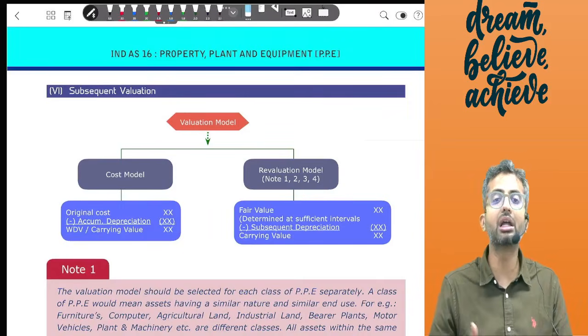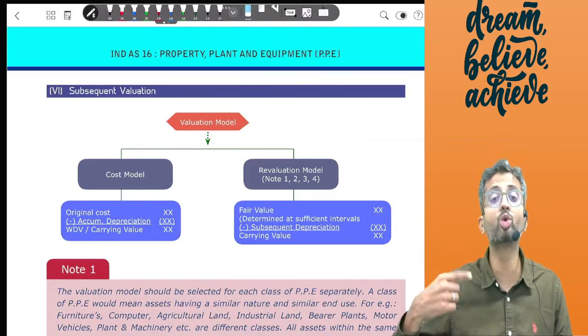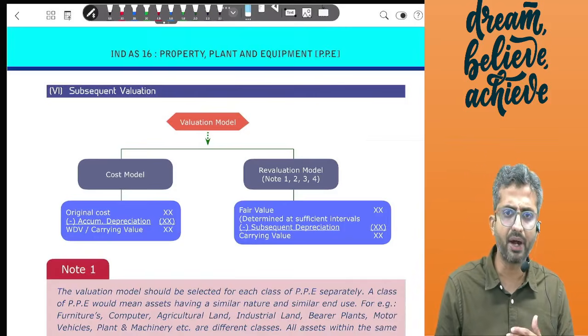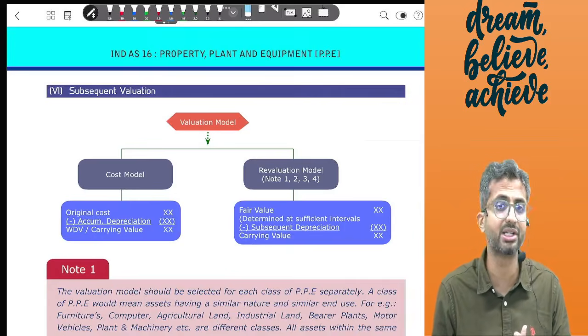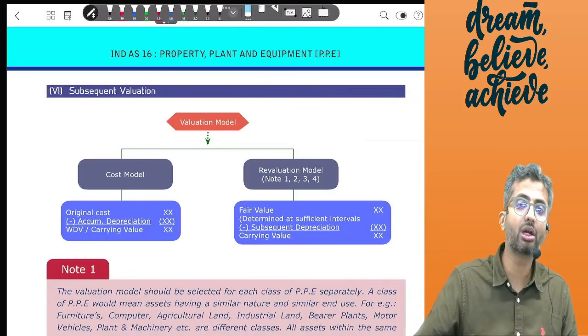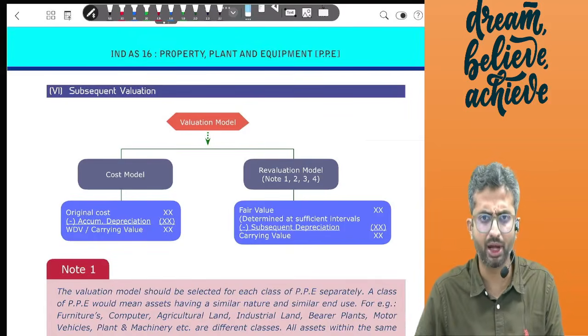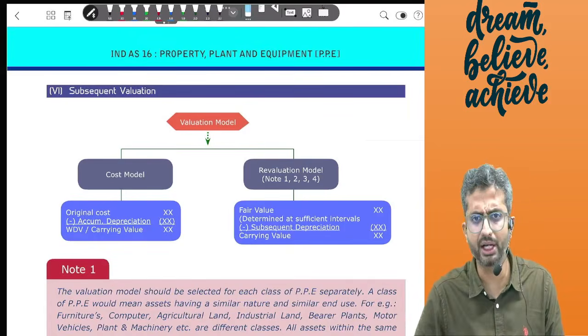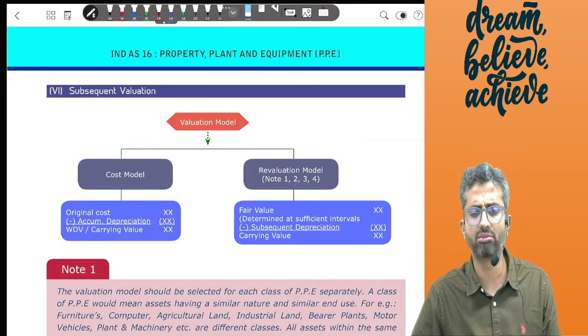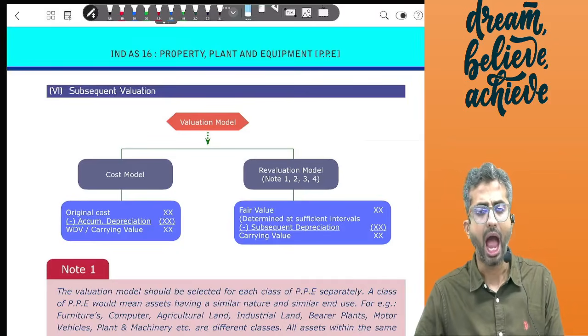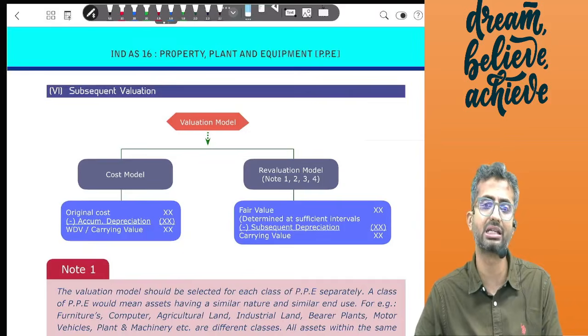So, under the revaluation model, you are allowed to revalue the asset at sufficient intervals. Sufficient intervals are defined as annual intervals for assets having a volatile value, or 3 to 5 years for assets having a largely stable value. So you will try to find, let us say, your fair value at sufficient intervals, and then show the asset at fair value.